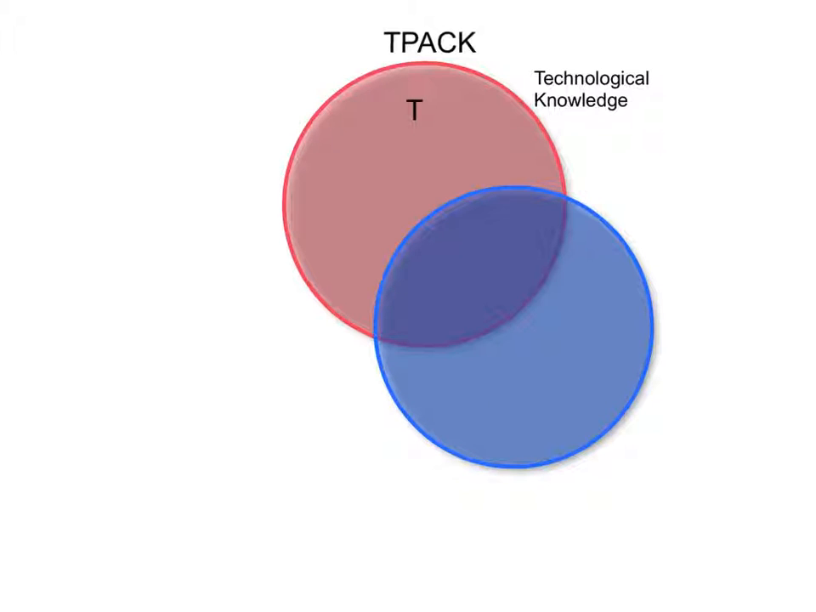The next one is content knowledge. I will put a C in the circle for content knowledge. Examples of this would be a high school art teacher has content knowledge in art, or a high school science teacher has content knowledge in science.